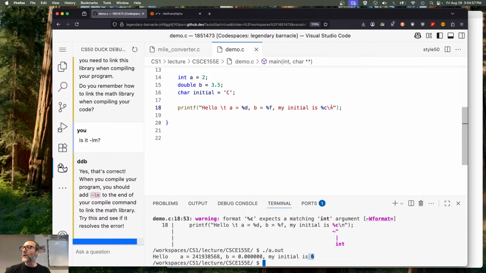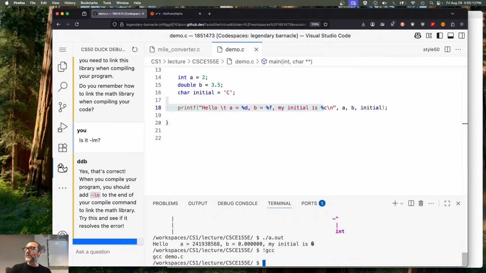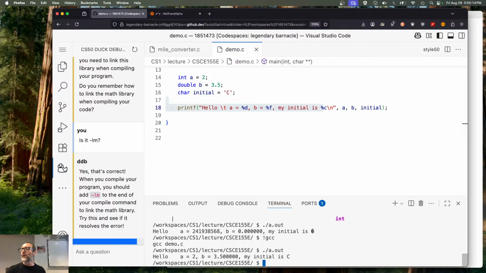So let's come back over here and fix what it's warning us about. A, B, and initial. Because A is going to correspond to the first placeholder, B is going to correspond to the second placeholder, and initial is going to correspond to the third placeholder. Now I will get some sensible output here. 2, 3.5, and C.